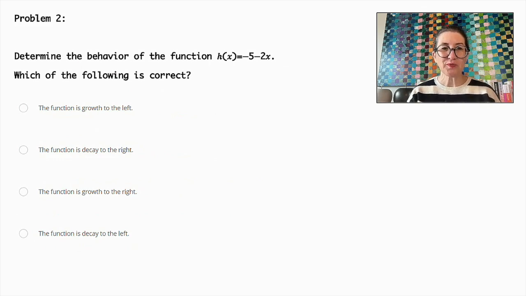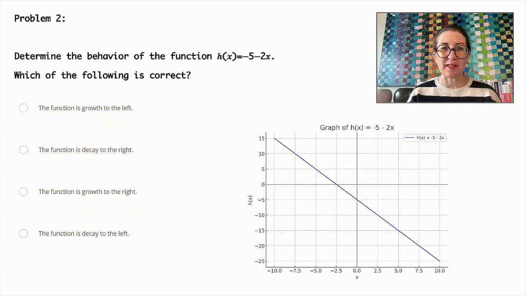Problem number 2. Determine the behavior of the function h(x) equals -5 minus 2x. Which of the following is correct? The function is growth to the left. The function is decay to the right. The function is growth to the right. Or the function is decay to the left. Let's determine the behavior of this function.